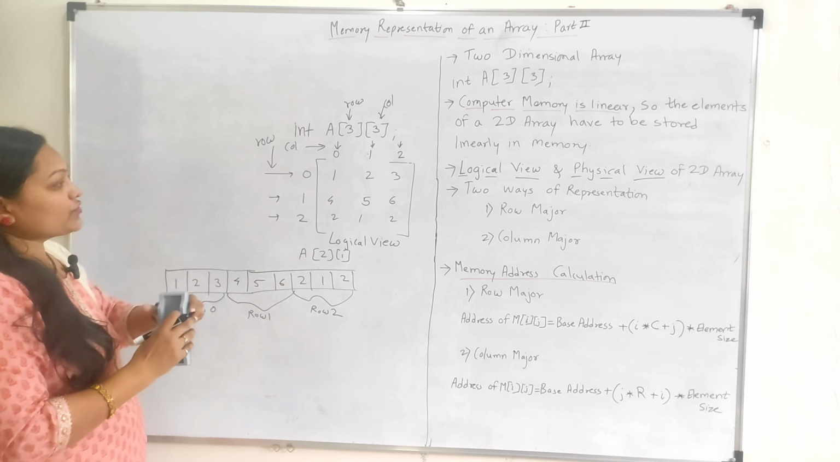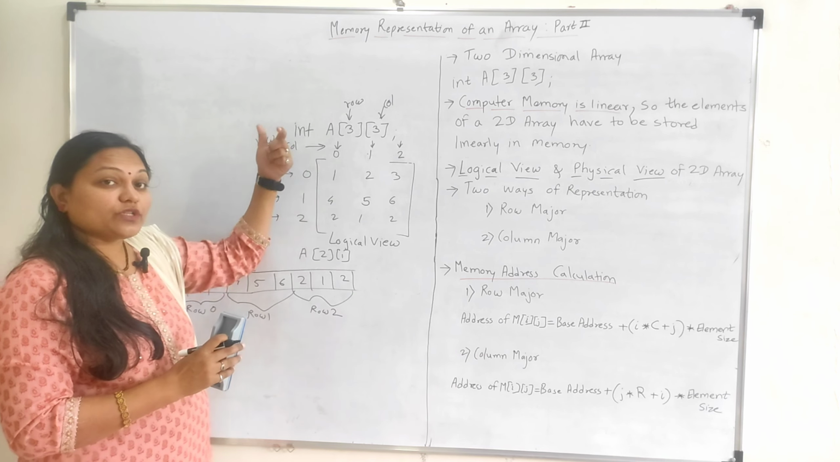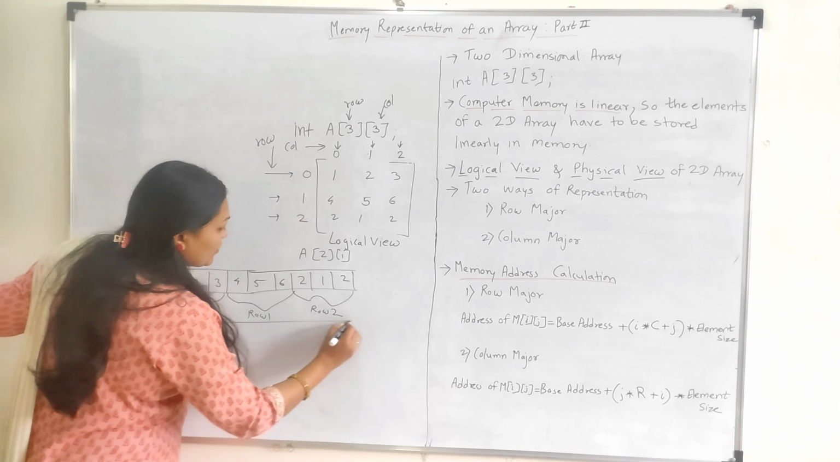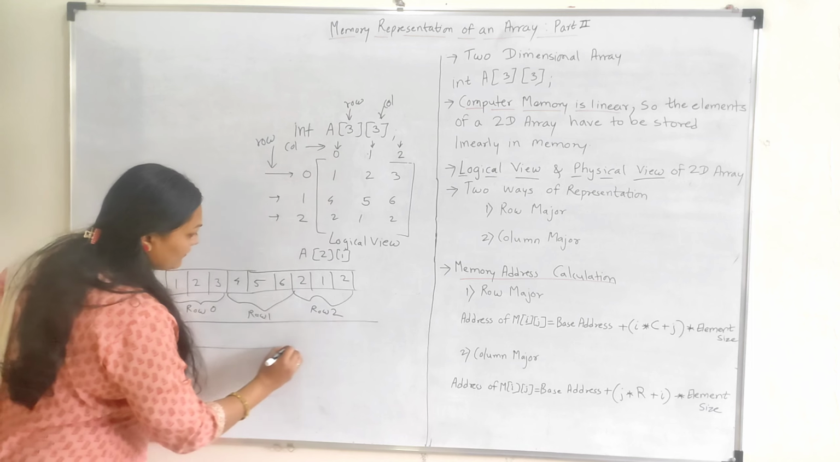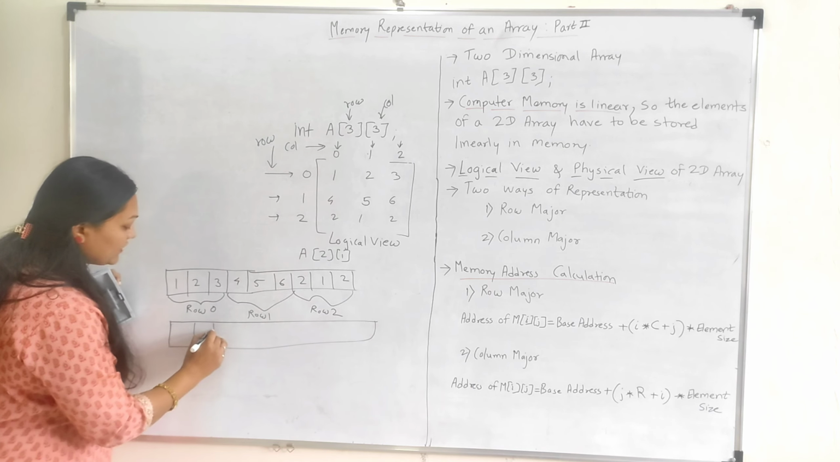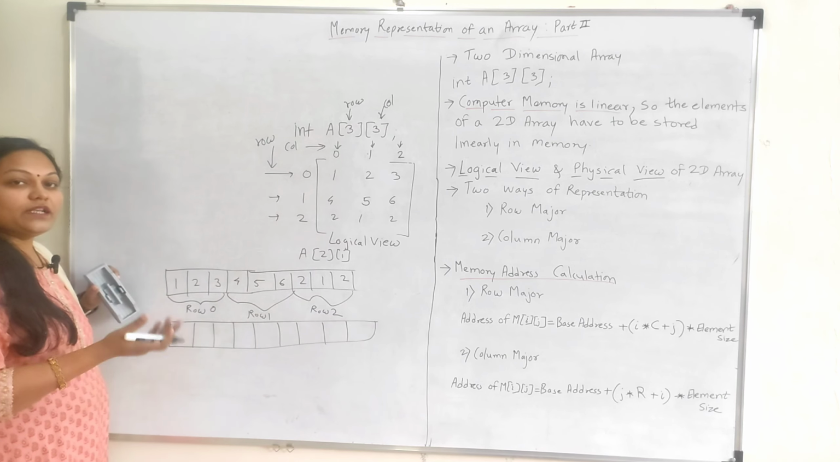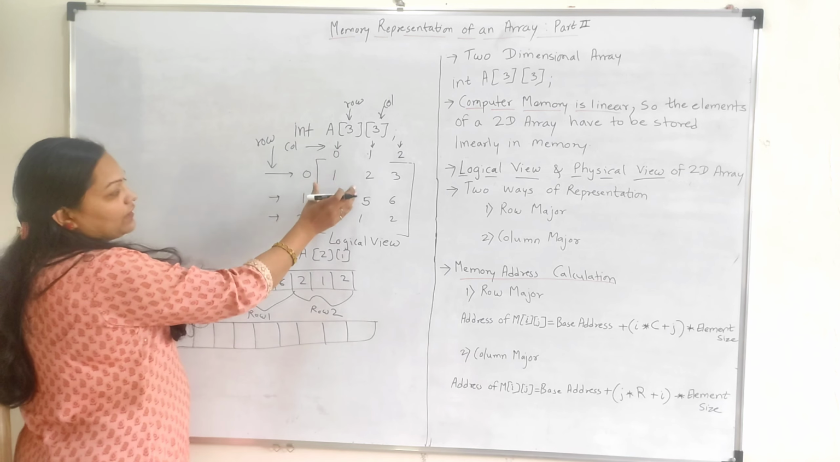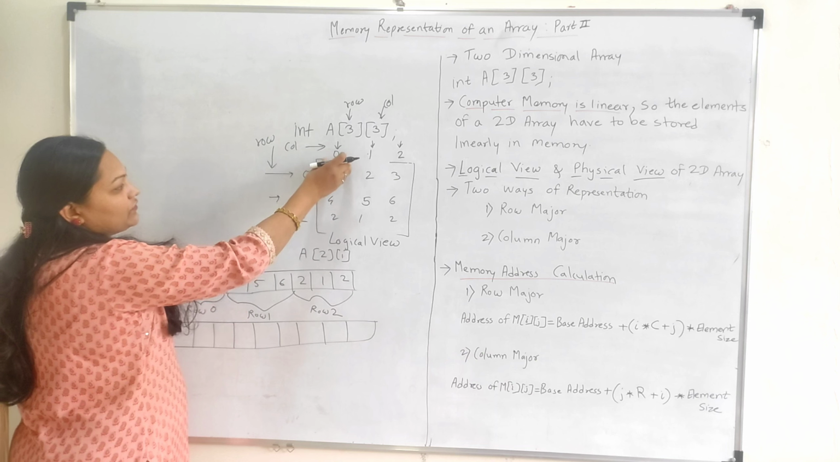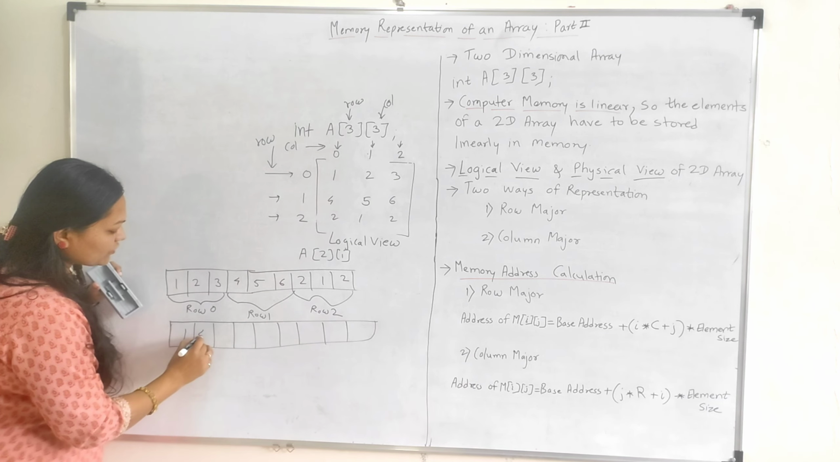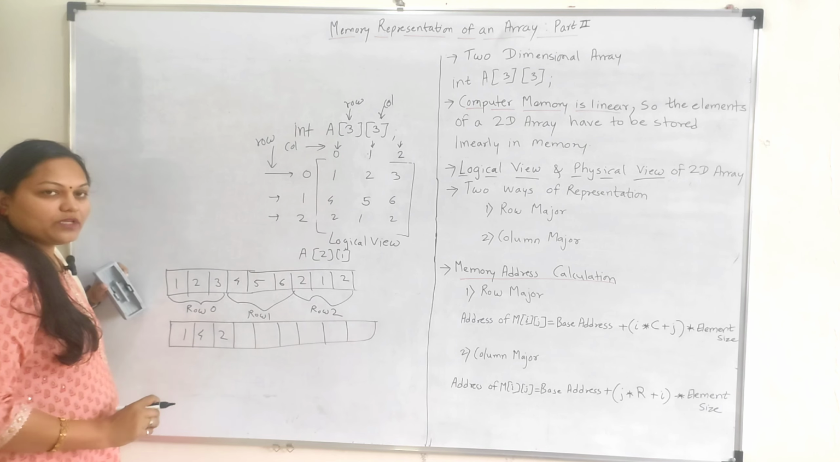Another way of storing this matrix in the computer memory is like this. We will store elements column wise. So we will consider first the first column, then the next column, and then the next column. Let's take the same example. First column elements are 1, 4, 2. So we'll first store the first column elements.